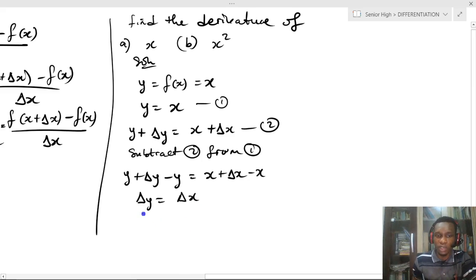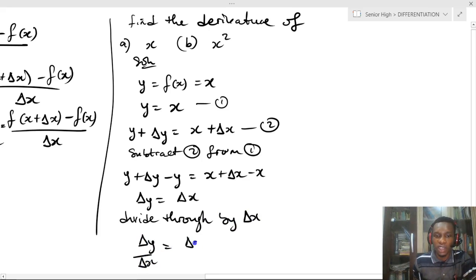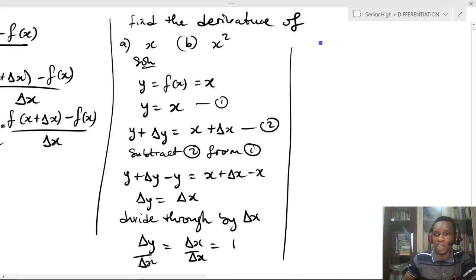So what's the next thing we do? We now divide through by what? So we divide through by a change in x, and that will be change in y over change in x is equal to change in x over change in x, and that will give us what? 1, right? Yeah, since they're dividing each other. So we have a change in y over change in x is equal to 1, right?